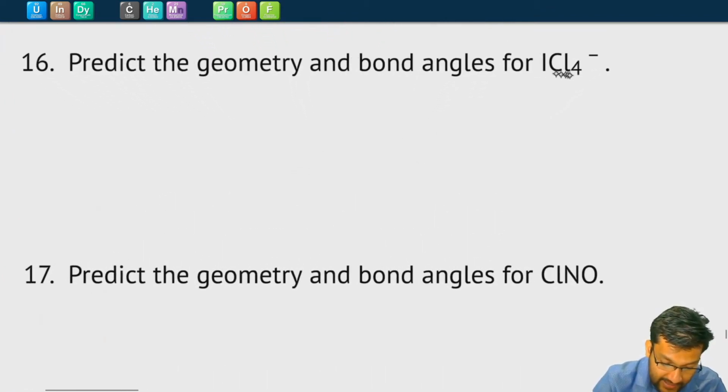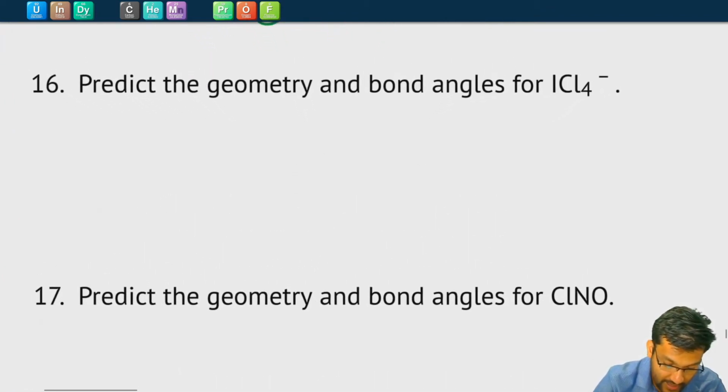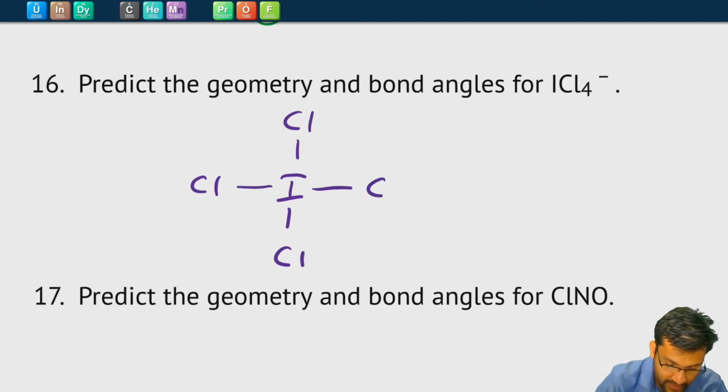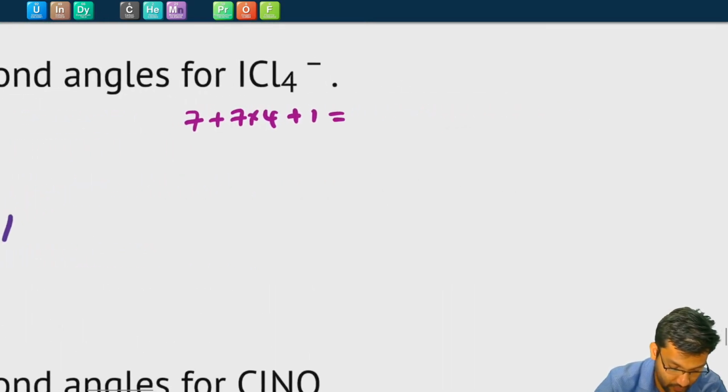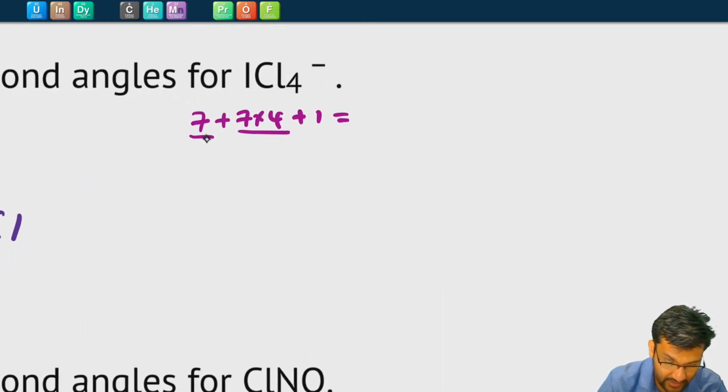All right, this is ICl4 minus. So chlorine is more electronegative than iodine, so I'll draw ICl4 minus. And let's count valence electrons. 7 for iodine, 7 for chlorine, and there's 4 of them, and 1 for the negative charge. So that gives us 7 times 4 is 28, plus 7 is 35, plus 1 is 36.